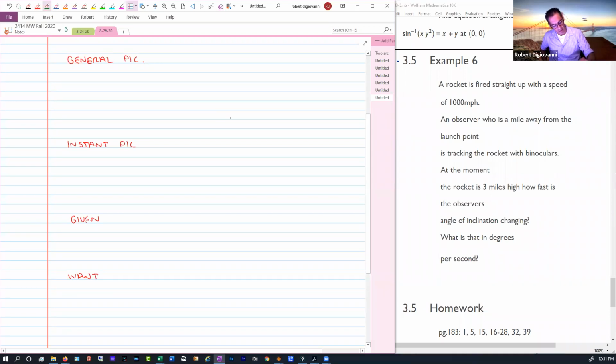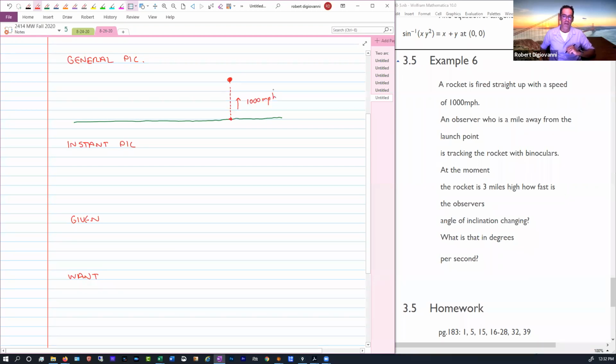I've got a rocket that started on the ground. So here's my ground. Here's my rocket. It started, let's say, at this point, and started moving upward. And that rocket is somewhere up here. I'm not going to draw a fancy rocket, I'm just going to draw a dot, if that's okay with you. So there's my rocket. It's moving up. It's traveling at 1,000 miles per hour.